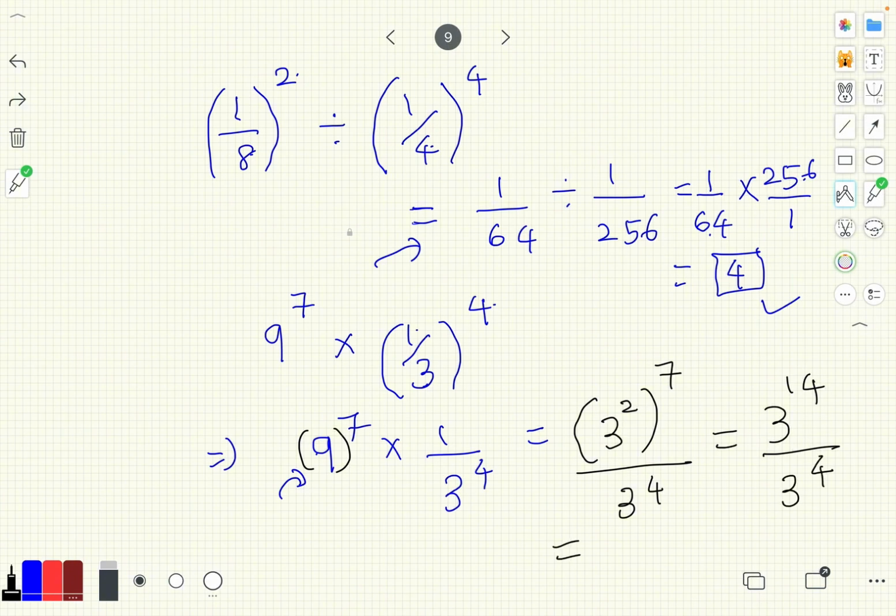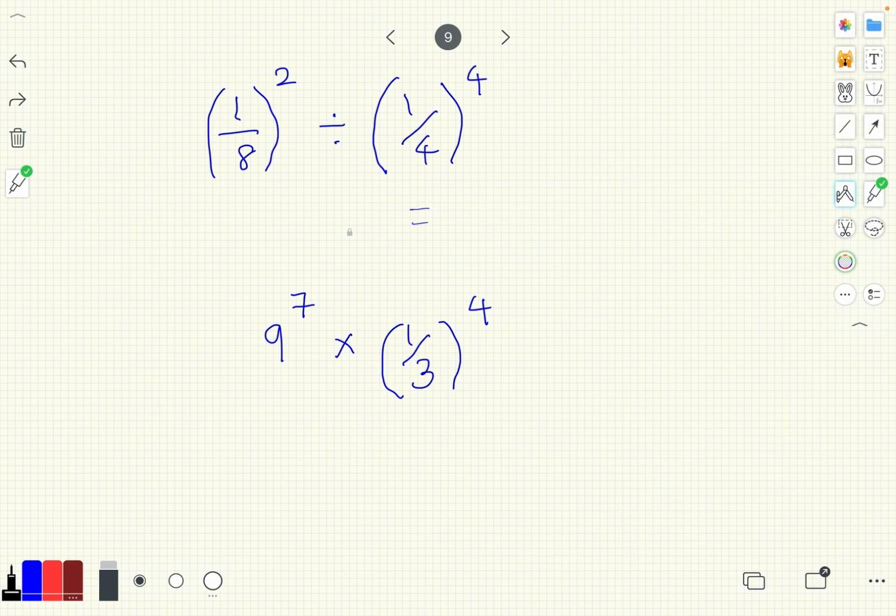Now you can see these 2 exponents are divided. When you are dividing, the bases are identical, so simply you can subtract the powers, subtract the exponents. 14 minus 4 is going to be 10. So 3 to the 10 is your answer. So that's very interesting to understand. Now let's try to solve some more questions to get more idea on this.